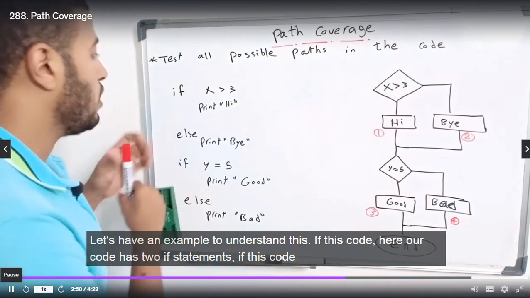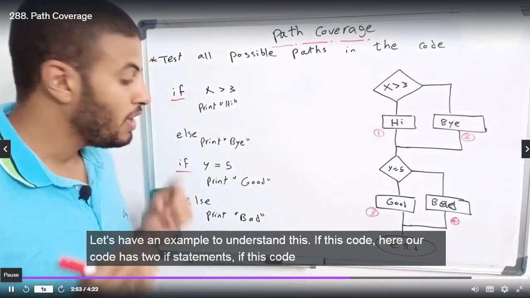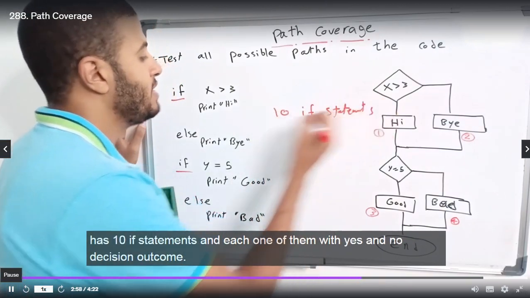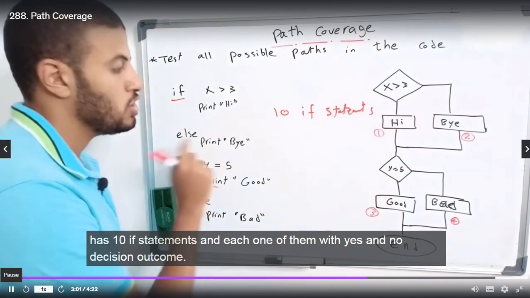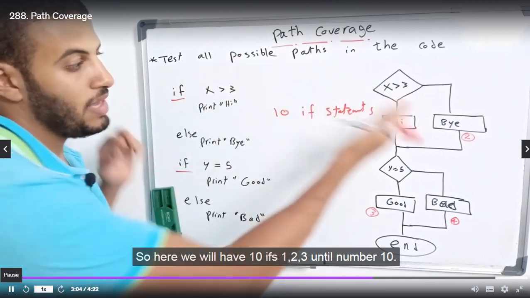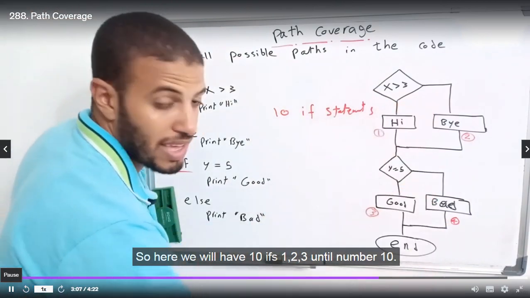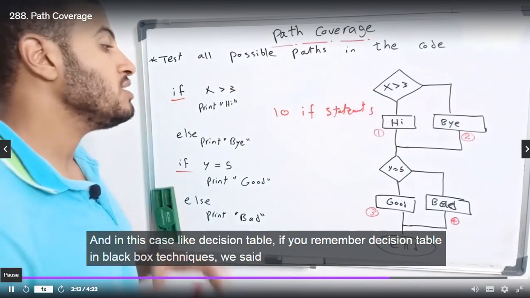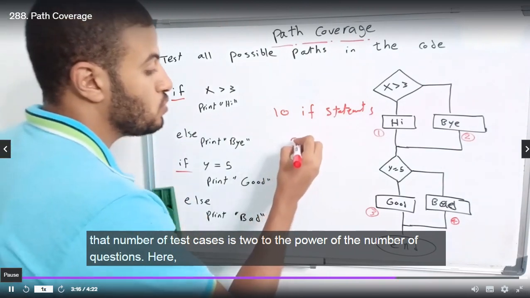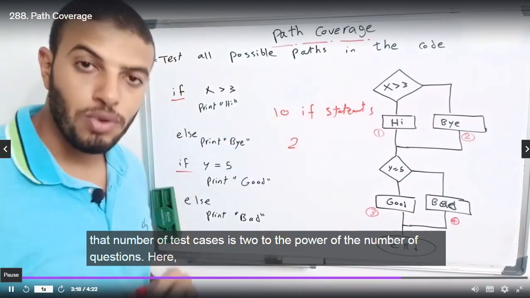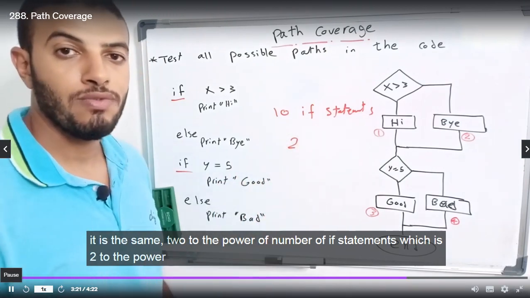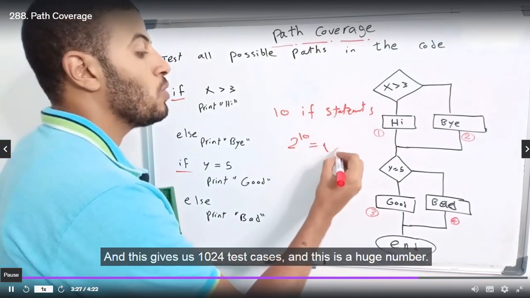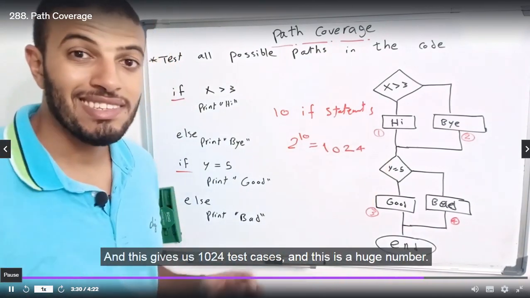Let's have an example to understand this. Here our code has 2 if statements. If this code has 10 if statements, and each one of them with yes and no decision outcome, so here we will have 10 ifs, 1, 2, 3 until number 10. And in this case, like decision table, if you remember decision table in black box techniques, we said that the number of test cases is 2 to the power of the number of questions. Here it is the same, 2 to the power of the number of if statements, which is 2 to the power of 10, and this gives us 1024 test cases, and this is a huge number.